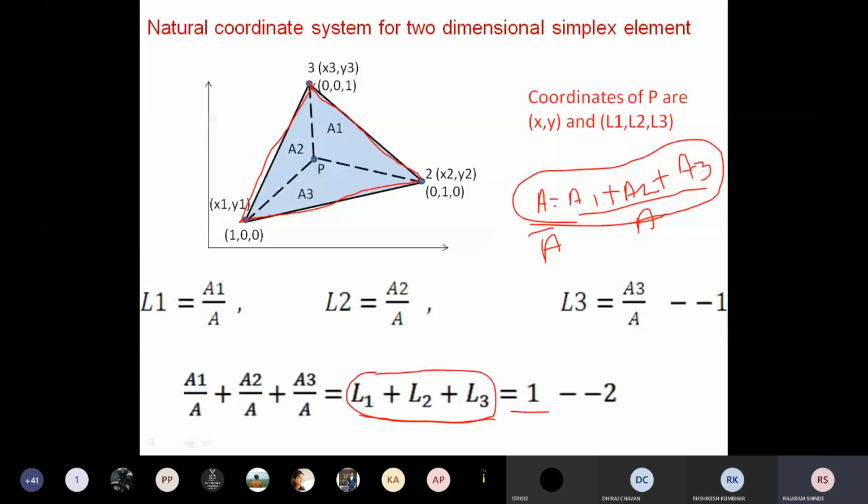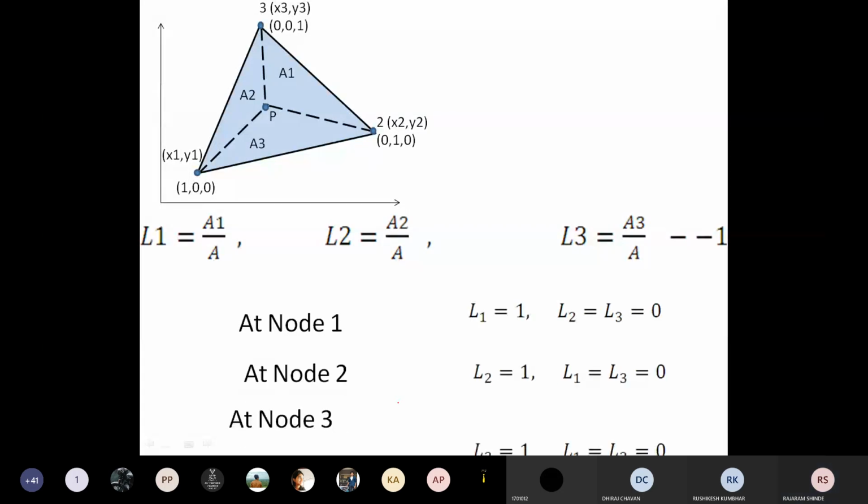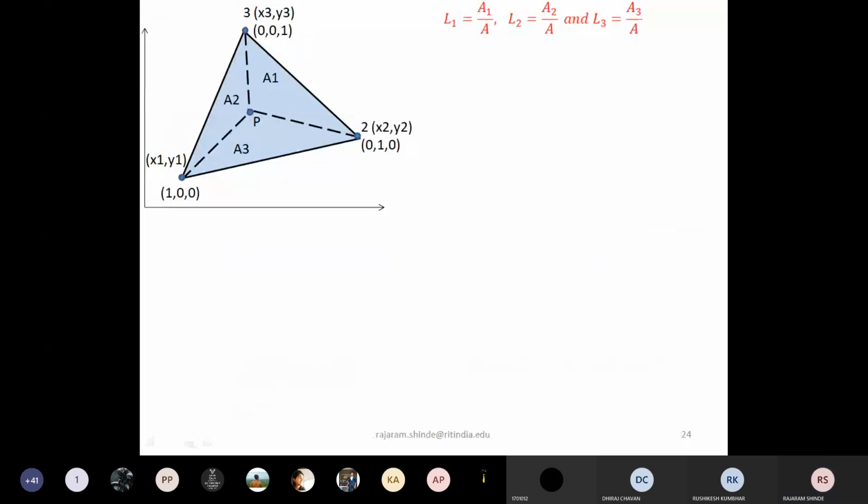Now, next, in the one-dimensional element, we have seen that the natural coordinates of the element are the shape functions. Here also I will prove the same thing. For getting the proof of this, I will calculate the natural coordinate.